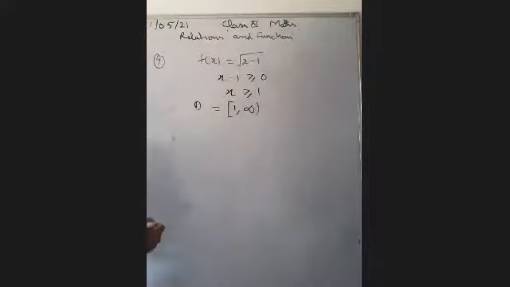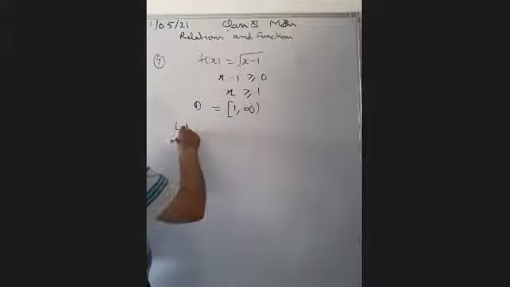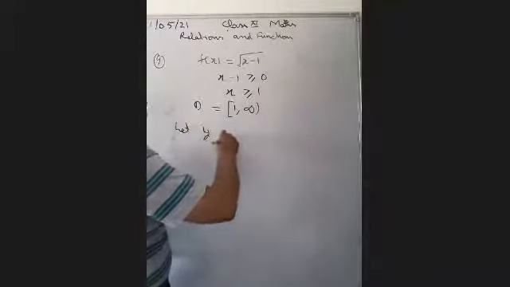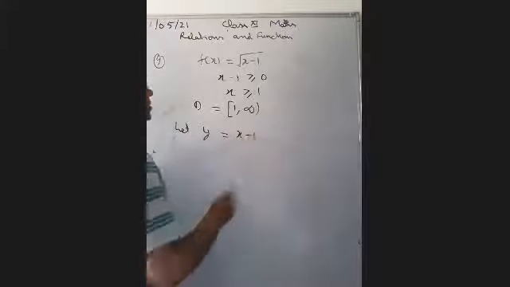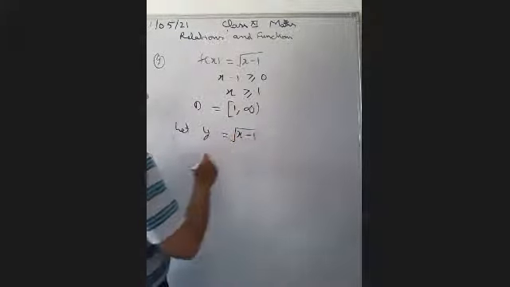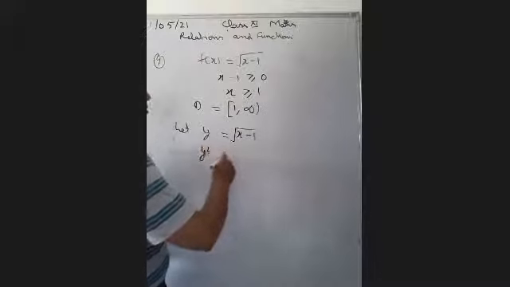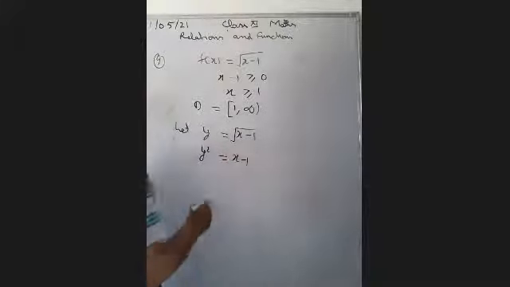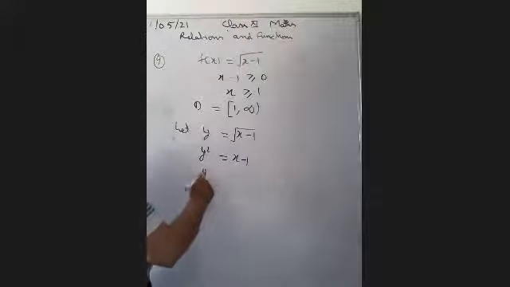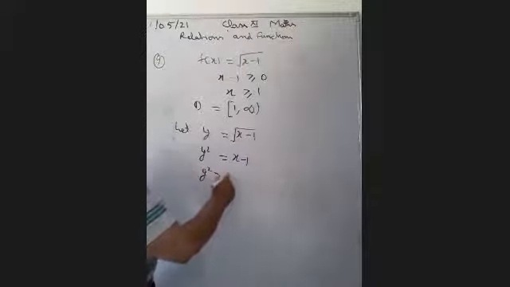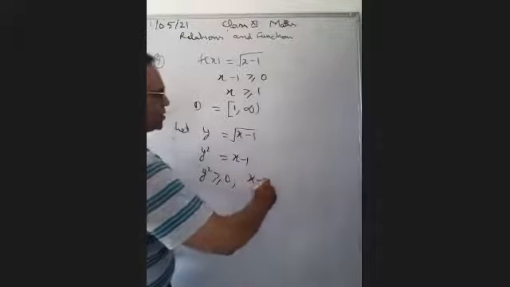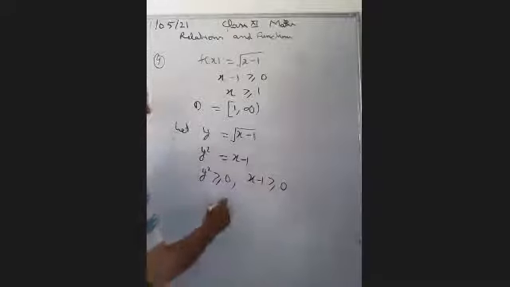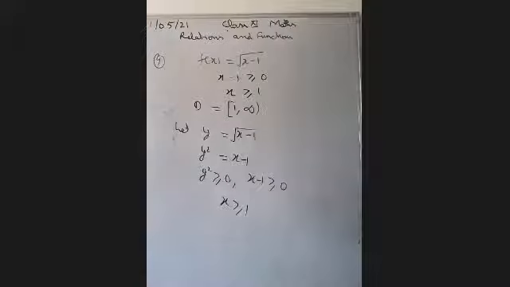Now our aim is to find the range. What values can we take as the range? So let y = √(x - 1). Now just square it, y² = x - 1. We know that y² is always greater than or equal to 0. So we should have x - 1 always greater than or equal to 0, that is, x should be greater than or equal to 1. That is, the range will also be greater than 1.